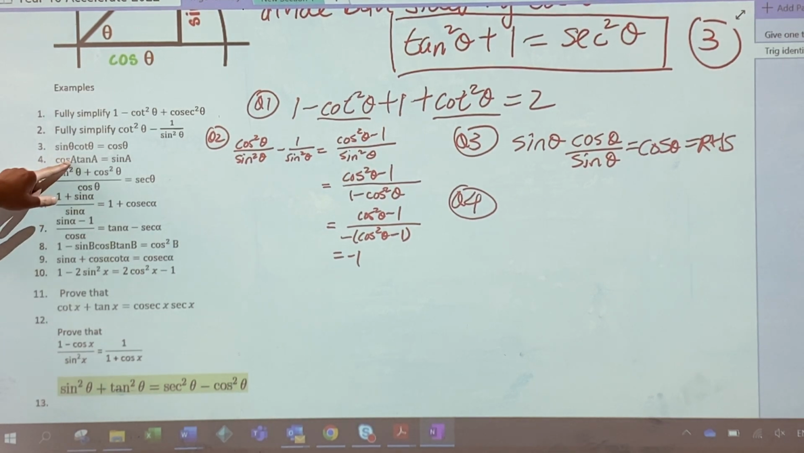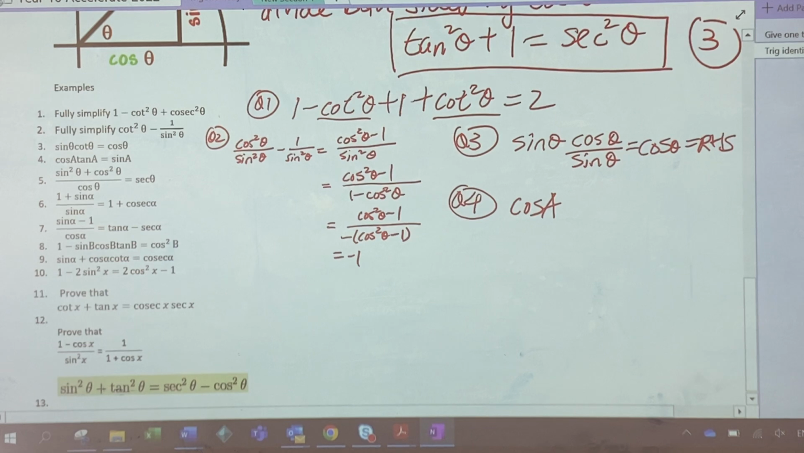Cos A in this case obviously stands for an angle, so I'm just going to write down cos A. Now what's tan? Sine over cos. Beautiful, well done. Now, you can see cos and cos cancel, so the answer is sine A equal to right hand side. I just put question 4 there for practice one more time, but a similar sort of thing.